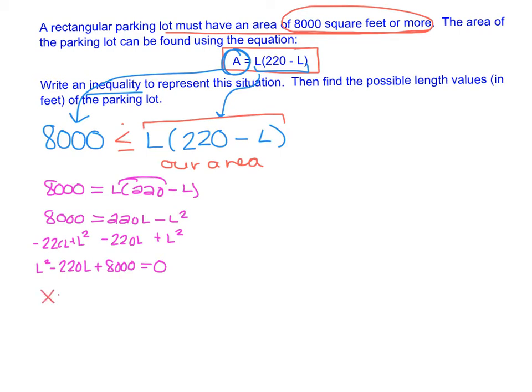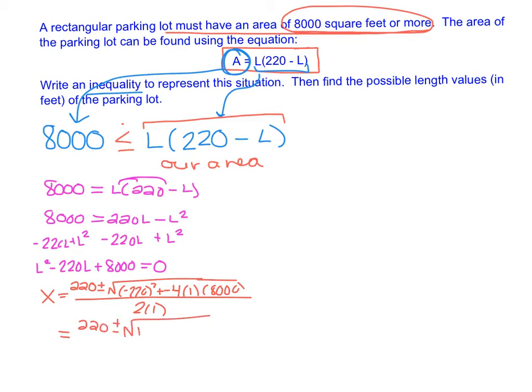So I start with x equals opposite b plus or minus the square root of negative 220 squared minus 4 times a times c, all over 2 times a. Then if we simplify what's underneath the square root, we end up with 220 plus or minus the square root of 16,400 over 2. And if we square root that, we end up with 220 plus or minus 128.06, all divided by 2.